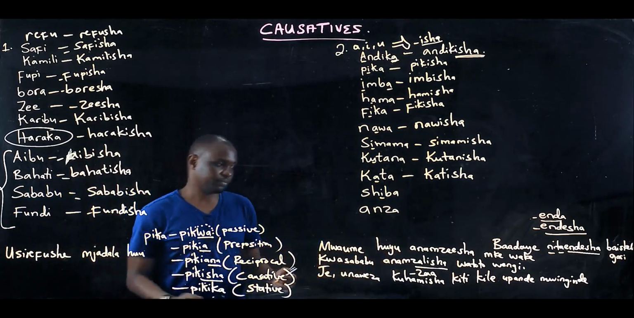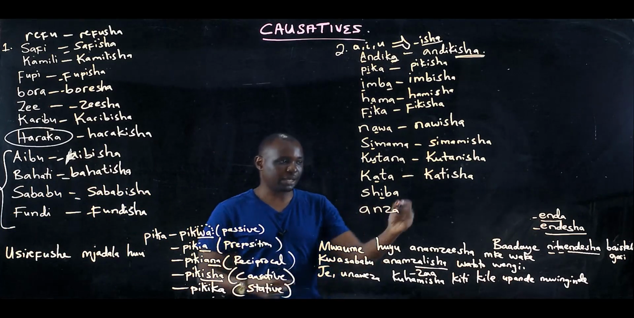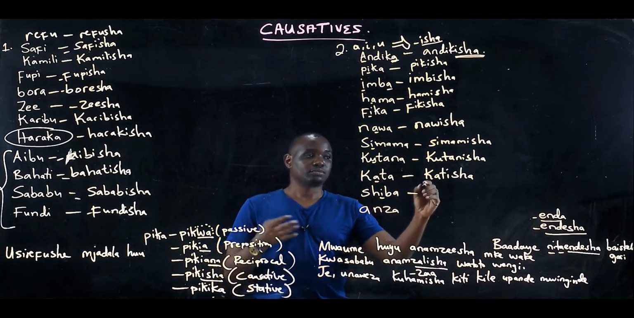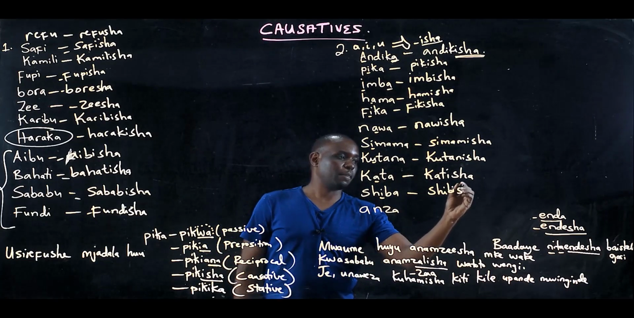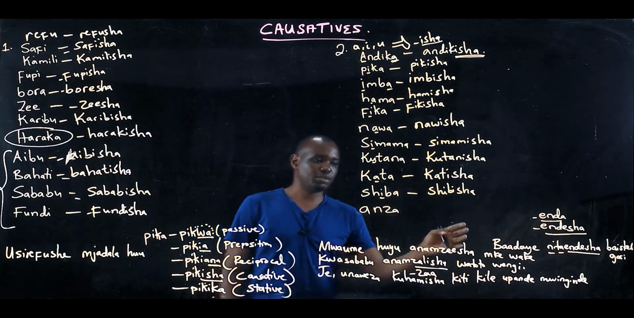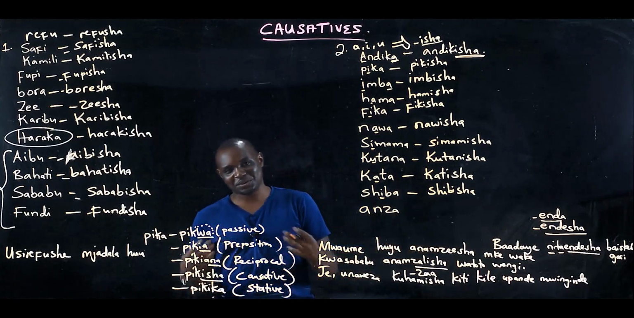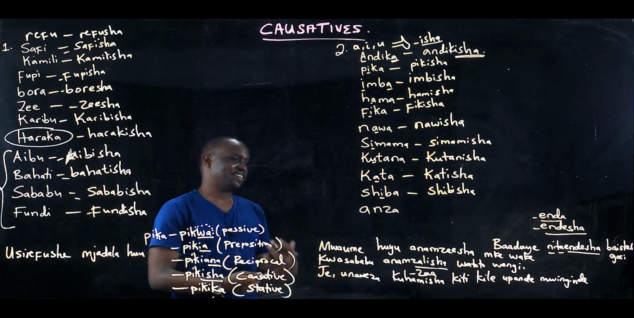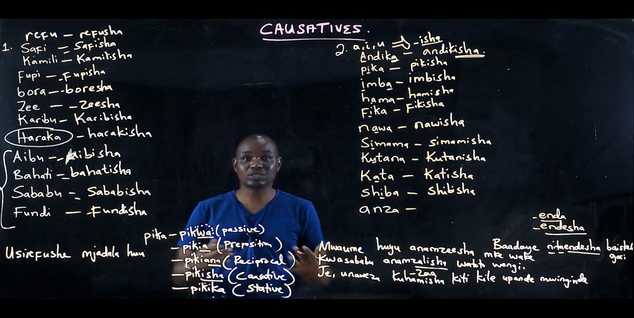Mjadala is discussion. Okay. Shiba is, you eat and you nashiba. Shiba, to be full. So, the causative verb will be shibisha. Shiba, shibisha. Asante sana kwa chakula kwa sababu leo ulinishibisha. Ndio, rahisi.